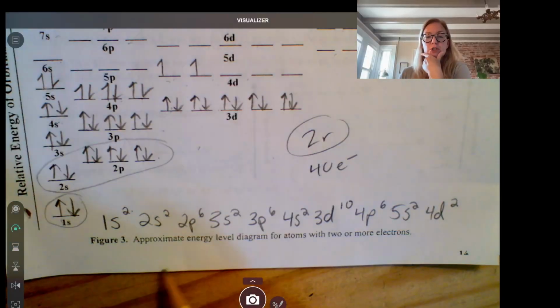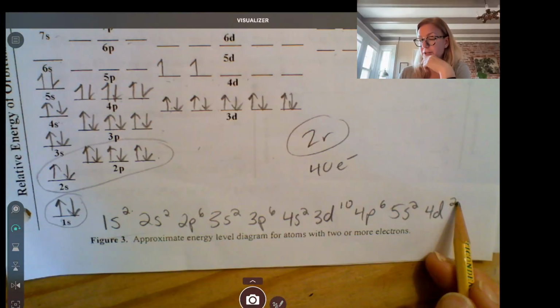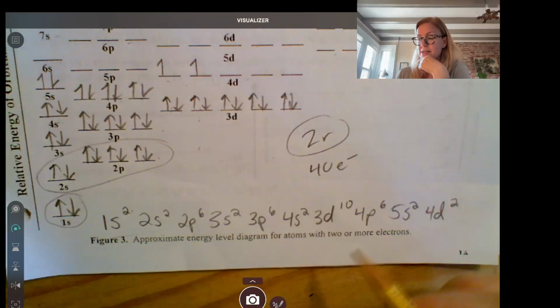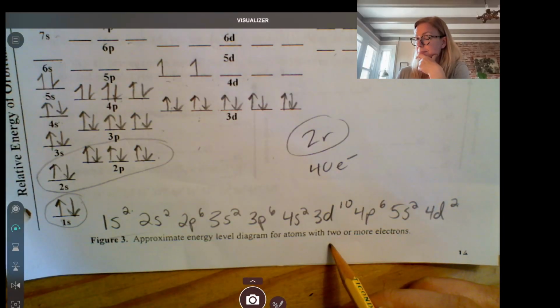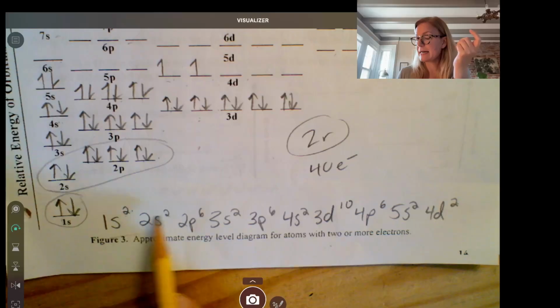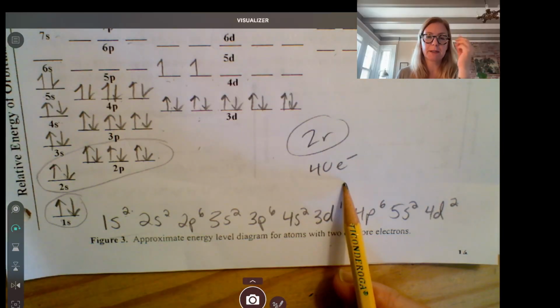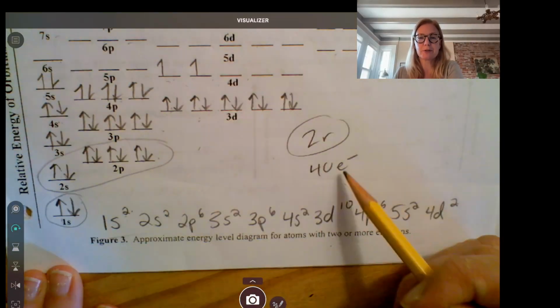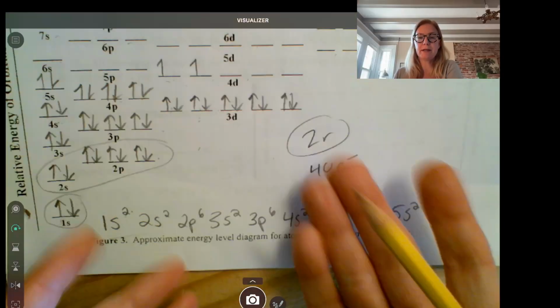So this is what we call electron configuration, okay? So this is orbital diagram, this is electron configuration. And if you want to double check, just add up the superscripts and be sure they add up to 40, okay? Count up your arrows, be sure they add up to 40, because zirconium has 40 electrons. Its atomic number is 40, okay?